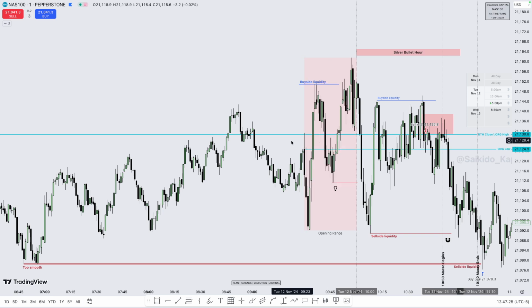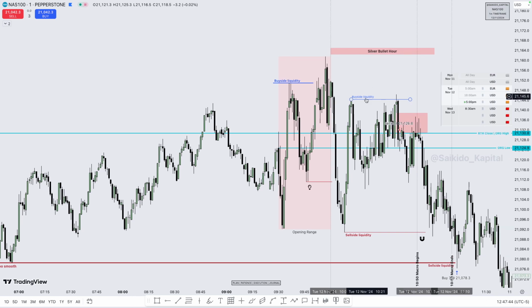If the gap is too small, that's another first sign that price is going to be ranging during the New York AM session. It's going to find it very hard to leave this opening range. So as you can see here, we were trading inside the opening range almost throughout the whole of the New York AM session. Price found it really hard to leave this range here.